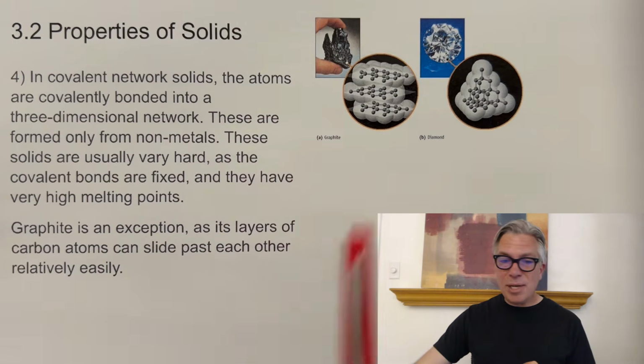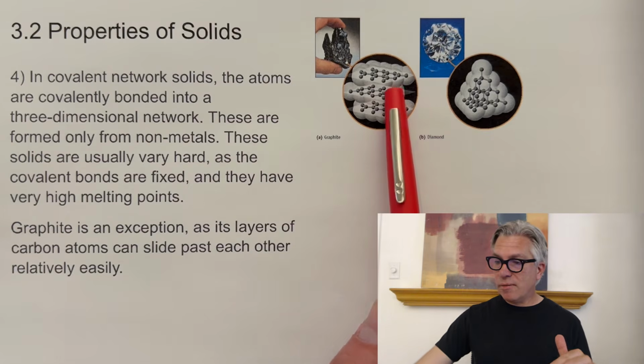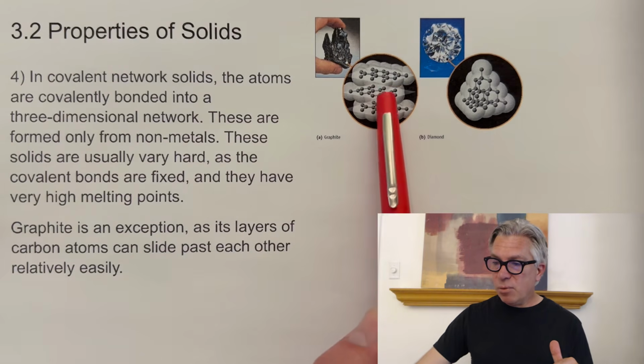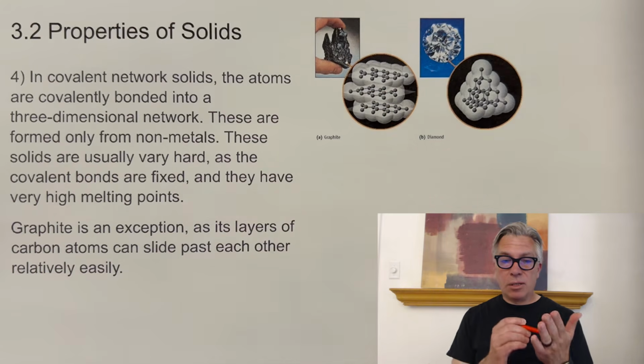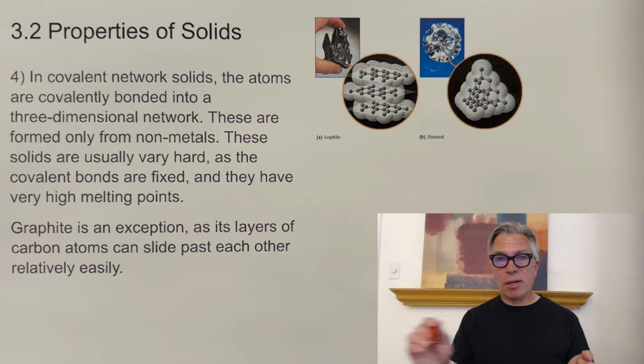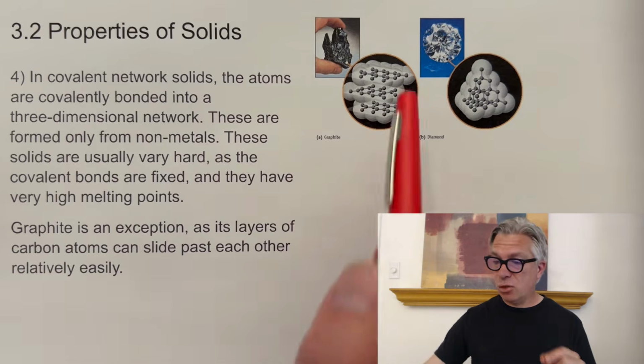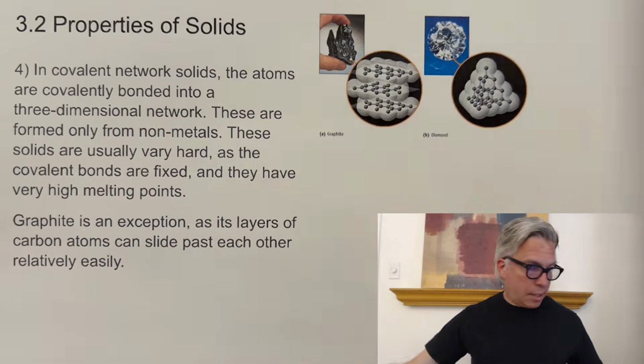It's actually fairly weak, though, between layers, because all they've got is some very weak attractions between the layers, which is why when you write with a pencil, you're actually just using graphite and you just rub it across the paper and little flakes of it come off. But each of those little flakes is actually very, very strong. So that's exciting.